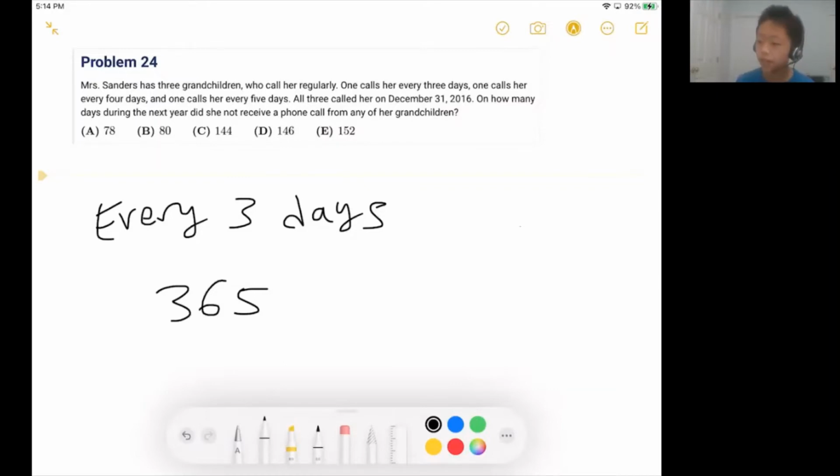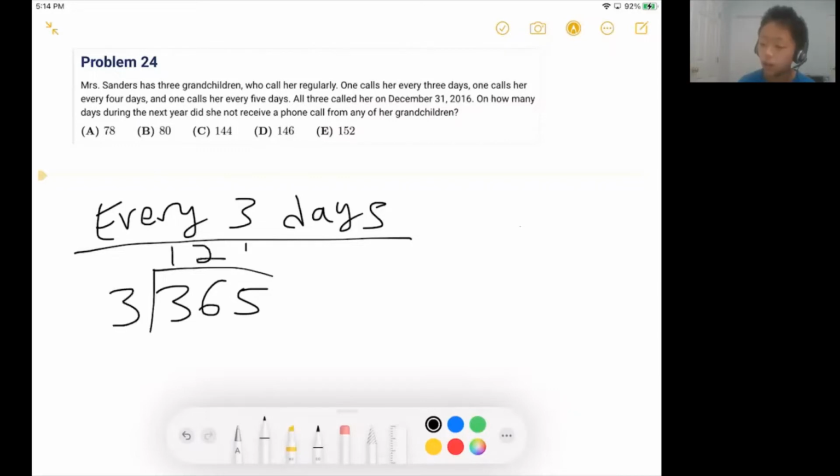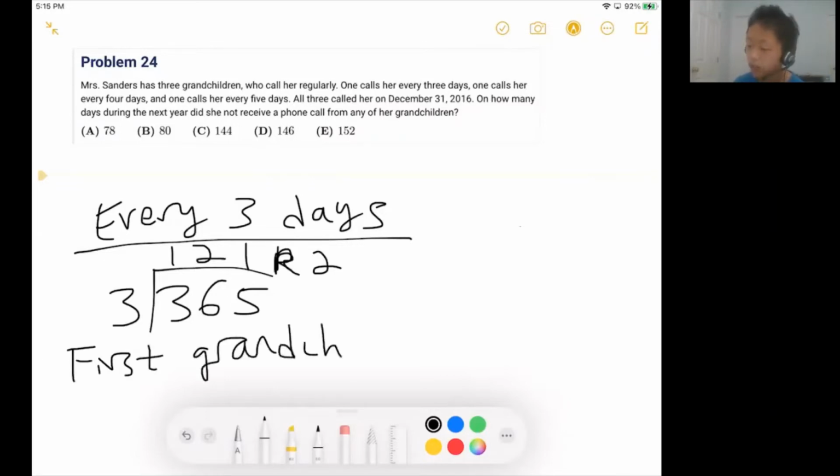So for the child that calls every 3 days, there are 365 days, right? If I do 365 divided by 3, I get 121 with a remainder of 2. That tells us that the first grandchild is going to call on 121 of the days.